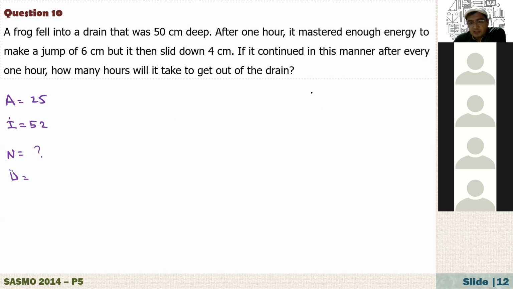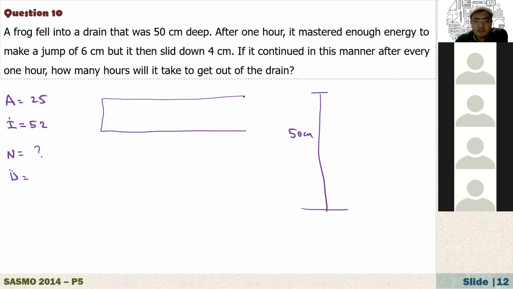And now suppose that we are talking about some kind of drainage, okay? That is the bottom part. And what is the height of this one? It is 50 centimeters, right? Now, okay, in the first hour, let me just make a table. This one is hours, and this one is length. In the first hour, he jumped 6 centimeters and slid down 4 centimeters again, right? So that means that here it is 2 centimeters.